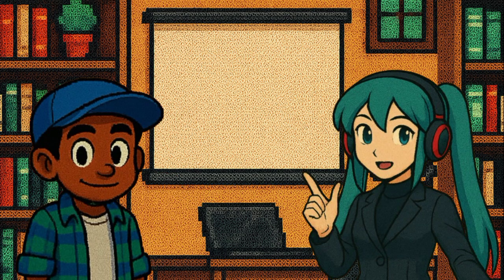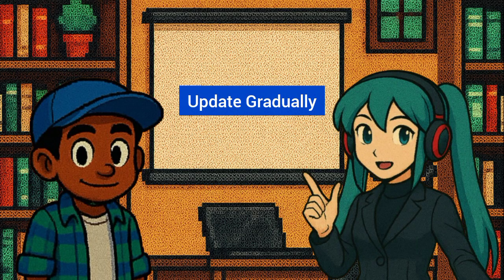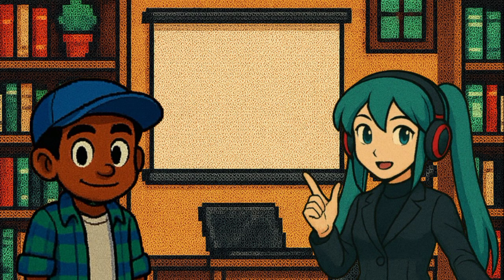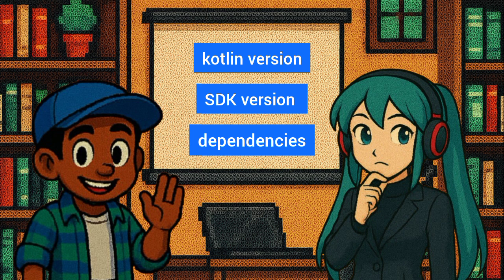Here's what we recommend. It's absolutely essential to check the official Gradle compatibility table in this link. Google updates it regularly to ensure you know exactly which version of the Android Gradle plugin works with which version of Gradle. We have added the link in the description. And also update gradually. Don't jump 3 or 4 versions at once. Also check if your Kotlin version, compile SDK, and dependencies still work. Test the app thoroughly after each update. It's not just about writing code. It's about managing systems and knowing when to touch what.